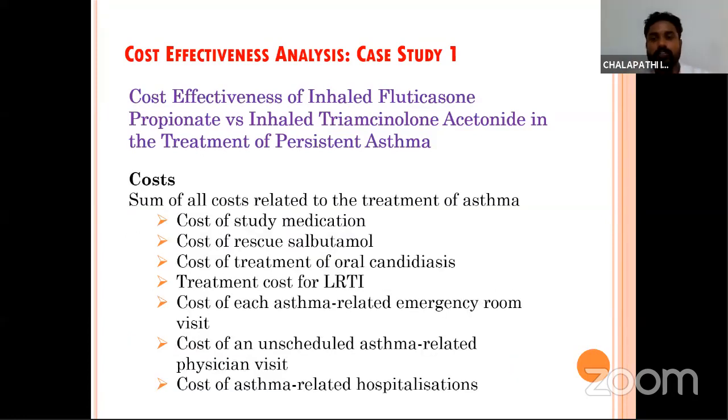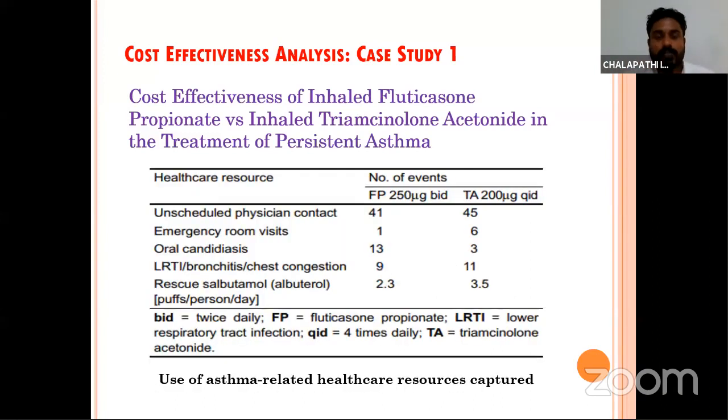So you can see these are all the different cost terms which they have taken: the steady medication, rescue salbutamol, oral candidiasis if anything comes up, then LRTI, then each asthma-related emergency. These are all the costs which they calculated for that particular patient. And you can see the outcome, this is the calculated physician cost and how much amount they paid. You can see the final amount here, they're taking each one, FP as well as TA. The physician amount was 41 for FP and 45 for TA. Like this, they have calculated for each cost.